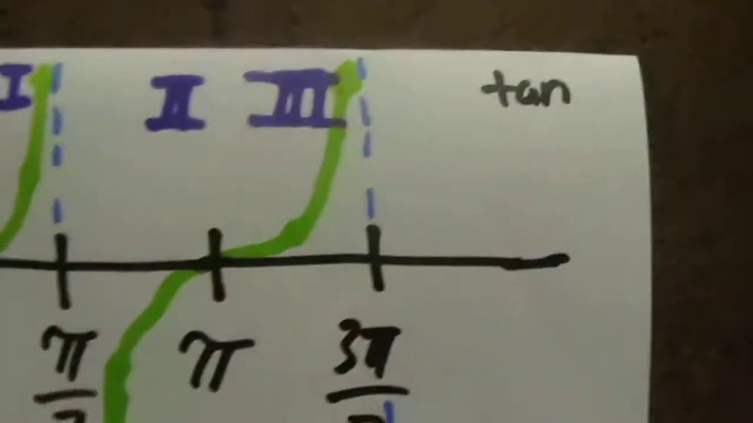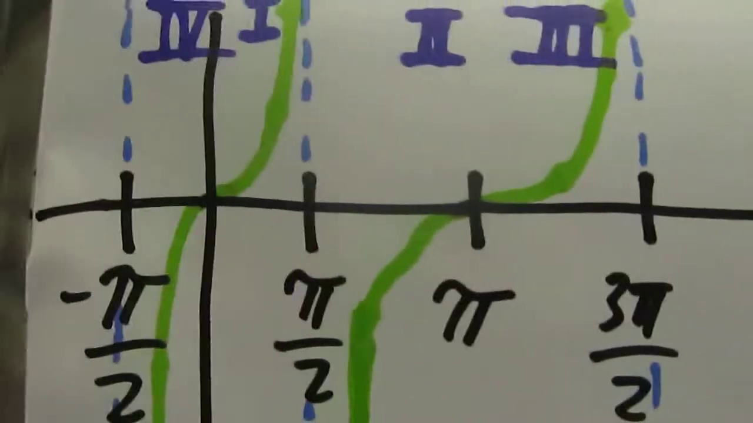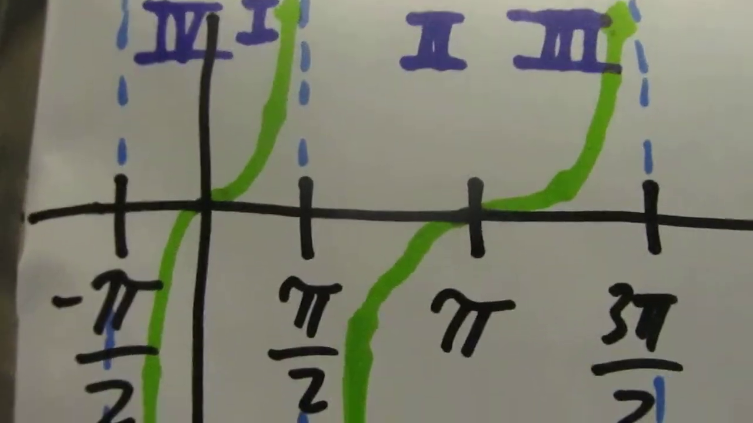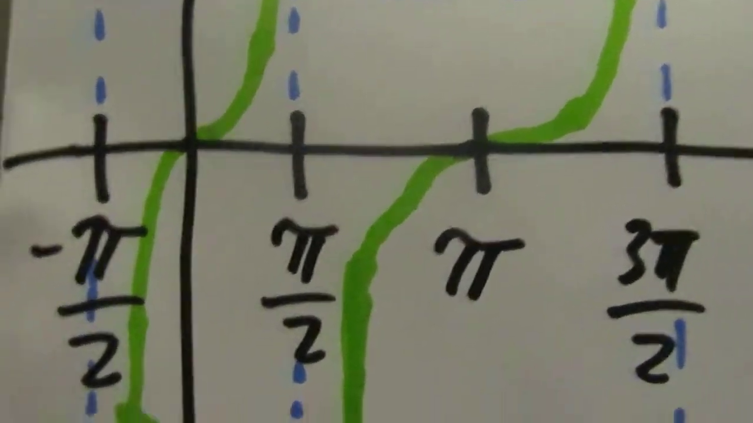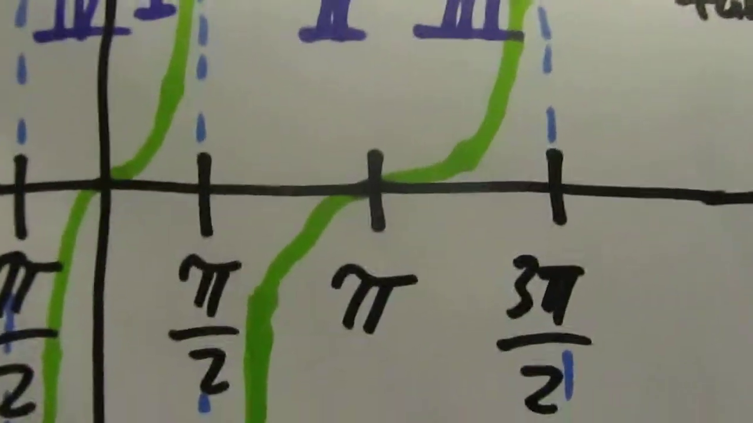Alright then. So, right here I've drawn a graph that represents tangent, and as you can see I've labeled my 4 quadrants. My 4th quadrant is right here, my 1st quadrant, my 2nd quadrant, my 3rd quadrant. Now, how does this all relate together?